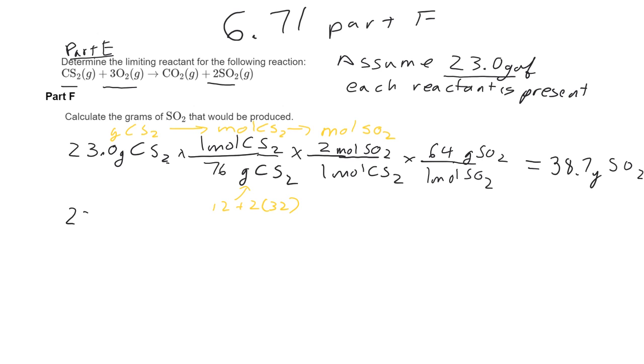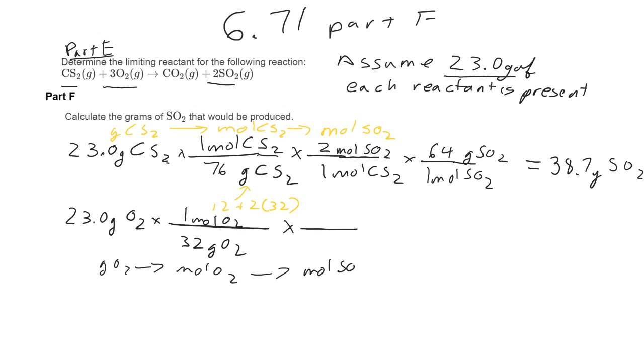Now we have 23.0 grams of oxygen to start with, and 1 mole of oxygen. And we're going to repeat the process here again. Grams of oxygen. So I've gone from grams of oxygen. Now I'm going to go to moles of sulfur dioxide.